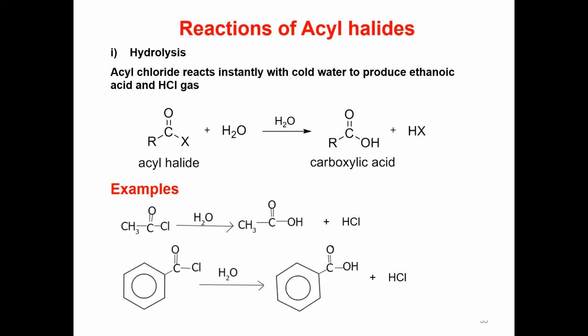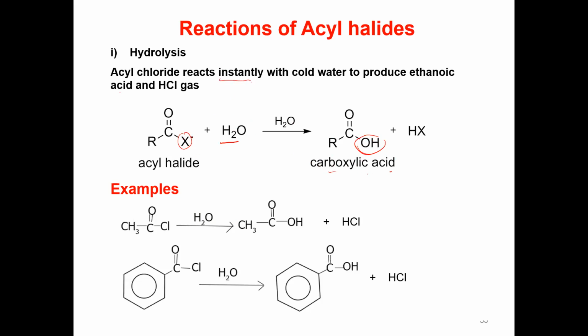And then reaction of acyl halide hydrolysis. So ni yang tadilah. Ni dia dah pecahkan ikut reaction. Acyl chloride react instantly with cold water to produce ethanoic acid and HCl gas. The acyl halide react with water molecules, so instantly it will substitute the halogen becomes hydroxyl group back and produce a carboxylic acid. So why instantly?